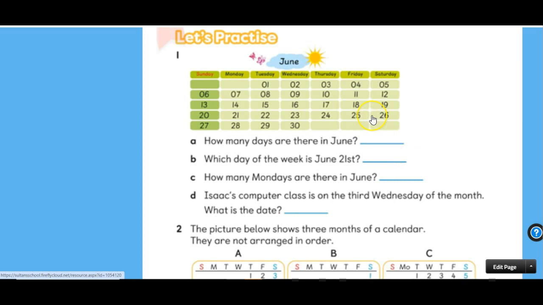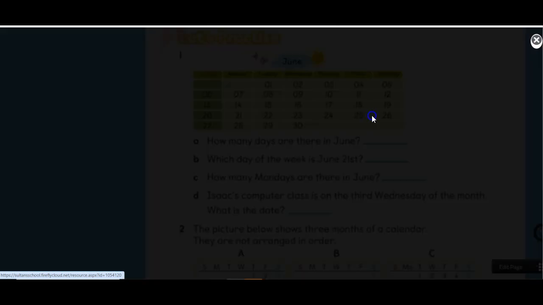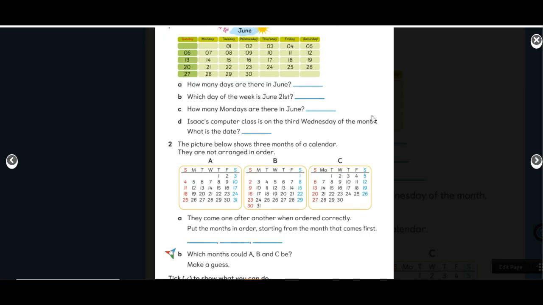Okay, here we have another month of the year. This time it's June. So again, we have the name of the month at the top. Then we have the days of the week. Sunday, Monday, Tuesday, Wednesday, Thursday, Friday, and Saturday. And under that, we have the dates of that month under each day of the week. Okay? So they want to know how many days are there in June? How many days are there in June? We look at the last date.